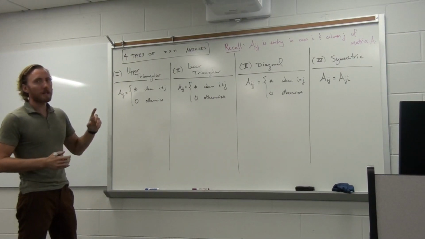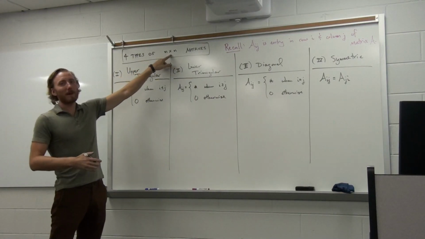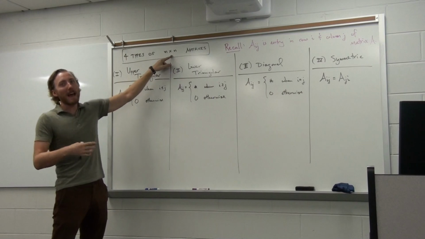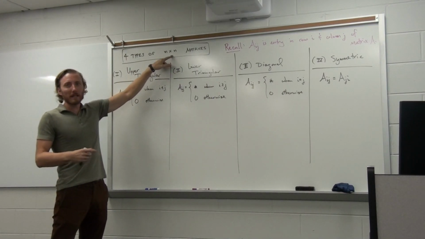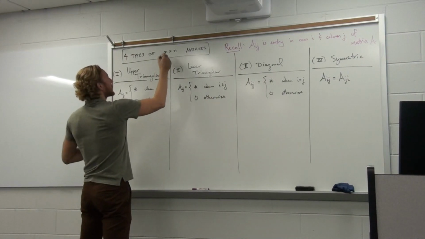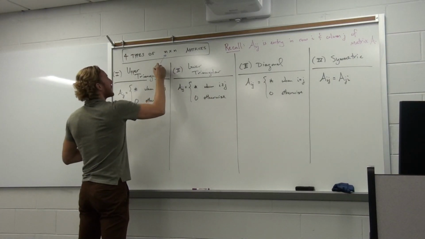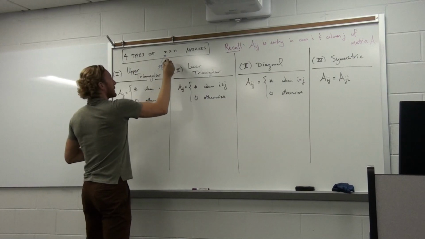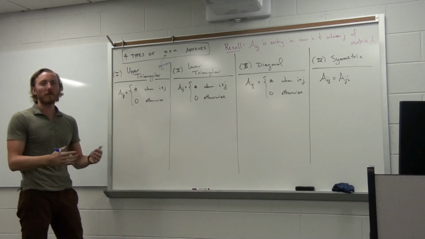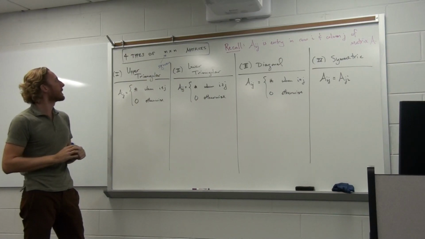So first thing to note is that we're talking about n by n matrices here. So rather than n by m matrices, which might be non-square, when we're talking about n by n matrices, we're talking specifically about square matrices. So 2 by 2, 3 by 3, 4 by 4, 5 by 5, something like that.